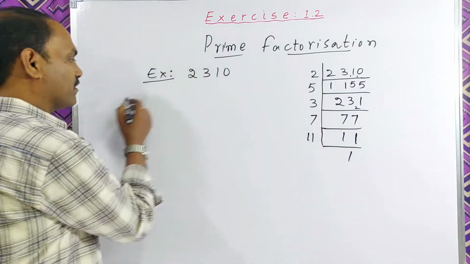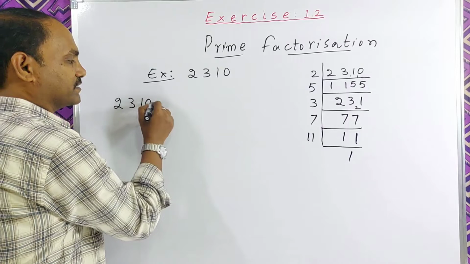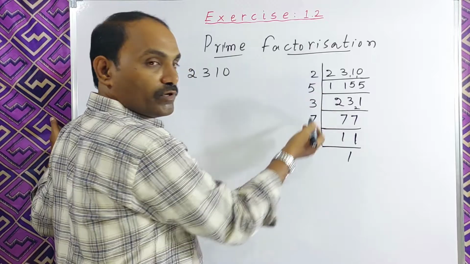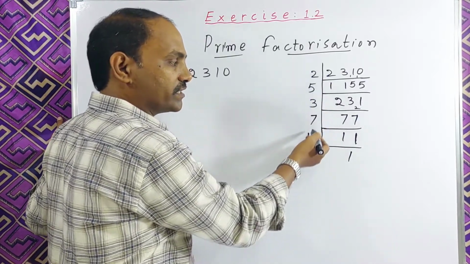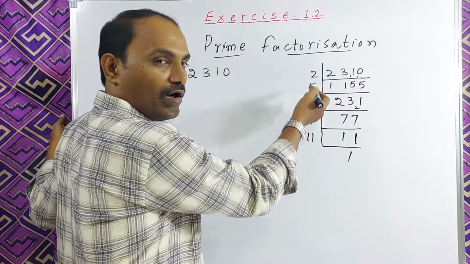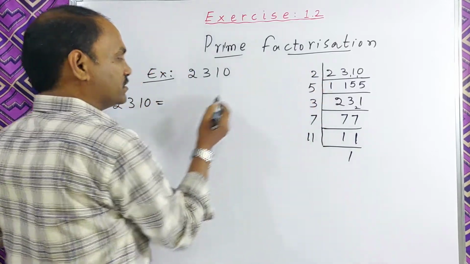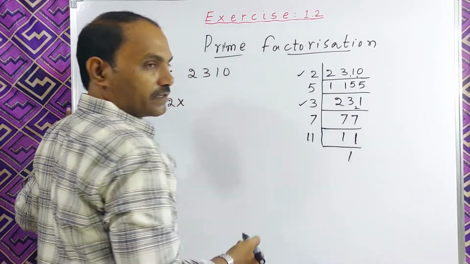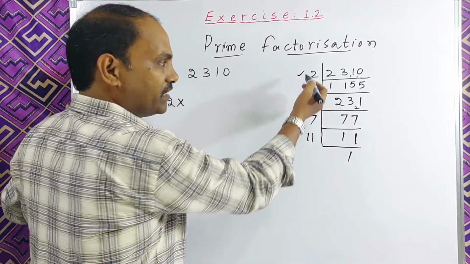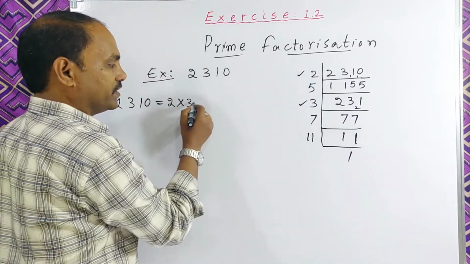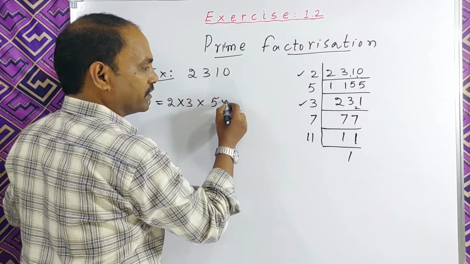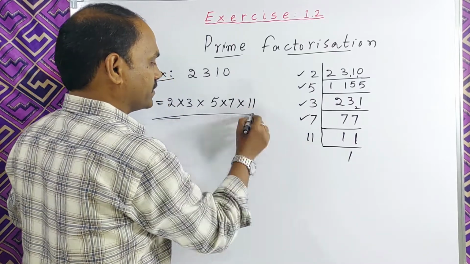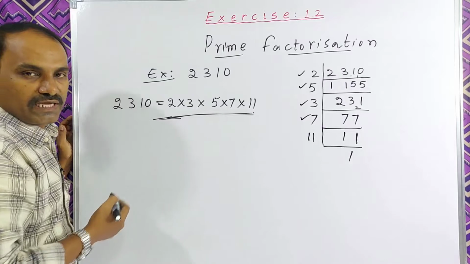Now let us write the prime factors. What are the prime factors? Don't take composite numbers. You should take all prime numbers only. So 2 into, we should write in ascending order. So 2, 3 into 5 into 7 into, the last one is 11. This one is called prime factorization.